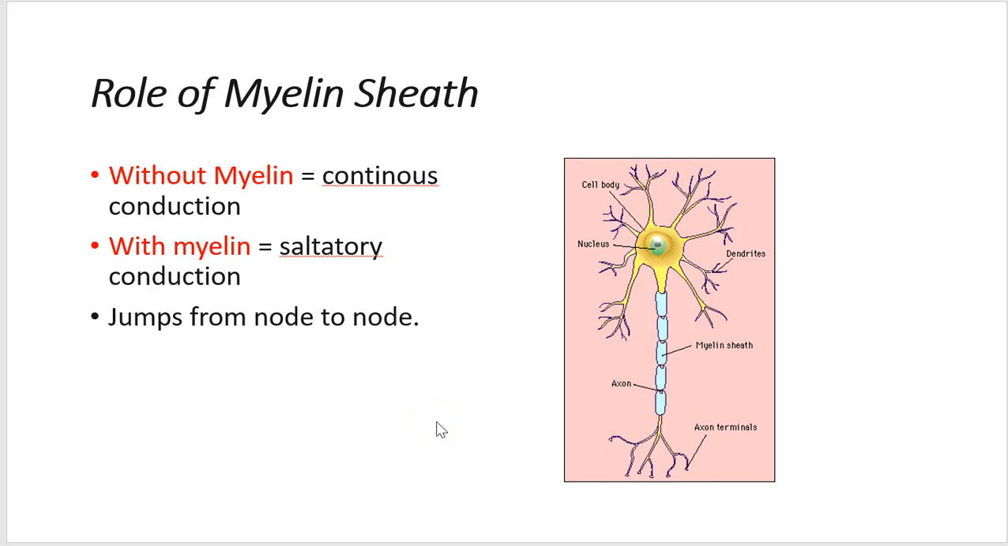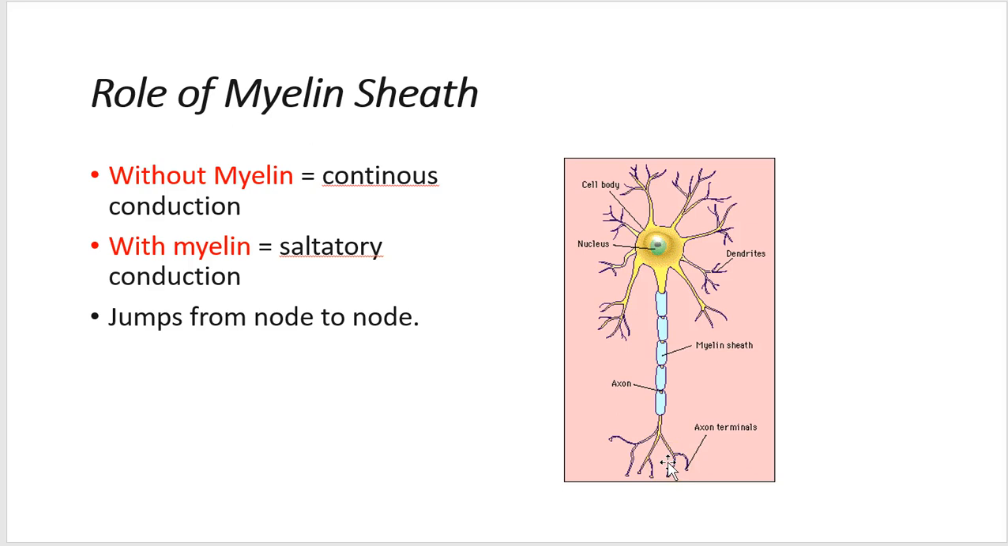Myelin sheath is going to speed up the action potential. Without myelin sheath, the action potential has to go through every sodium potassium channel all the way down the neuron. With myelin sheath, the action potential can jump from node to node, so it's going to go much faster. Without it, it has to go down the neuron with every channel opening and closing as we go down. With myelin, it can jump and get down to the end very quickly.